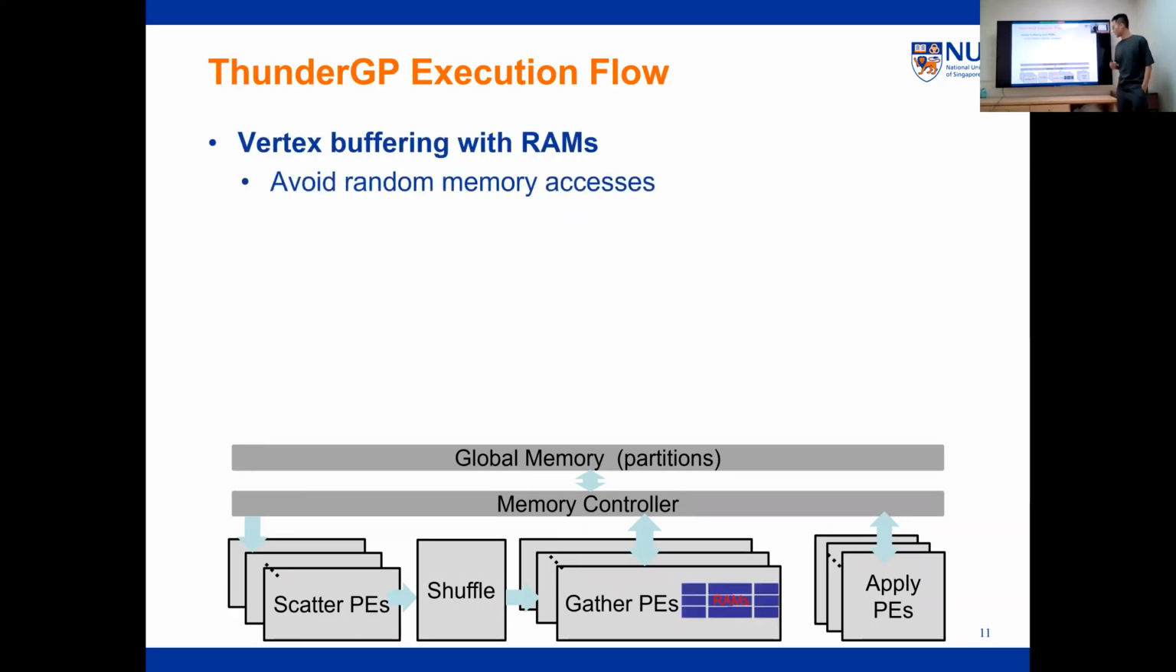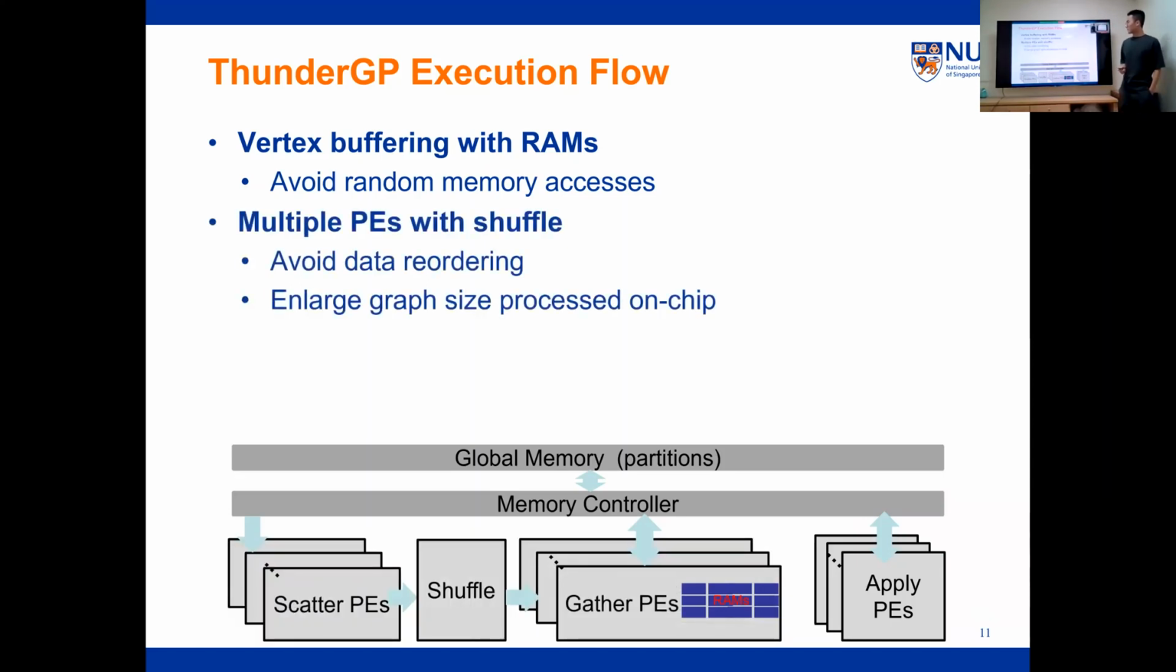Firstly, ThunderGP adopts vertex buffering with RAMs because, as you can see, the neighbors of one source vertex may be very far away from each other. So it will introduce a lot of random memory accesses. If we buffer the vertices into the RAMs, then we can avoid random memory access. Secondly, ThunderGP adopts multiple PEs. As you can see, we have multiple scatter PEs and gather PEs. This is a common way to improve the throughput, that is, the number of edges processed per cycle.